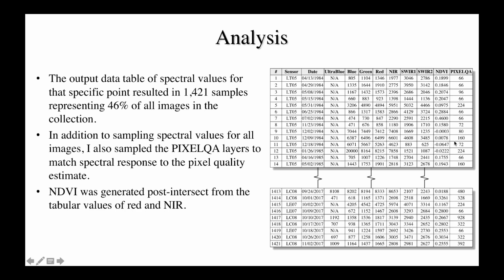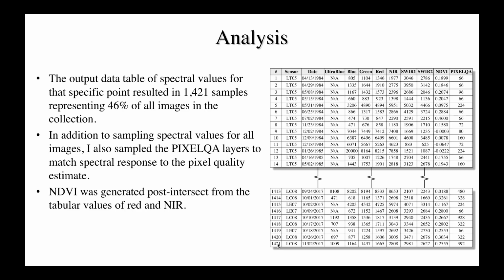All right, so there I ended up with 1,421 samples. These 1,421 samples are the images that responded with any pixel value other than a fill pixel. So if it was a fill pixel, I dropped it. I didn't include it in the table, of course, because they're just zero values. There's no reason to keep it. So about 46% of all of the images had a valid sample for this particular point.